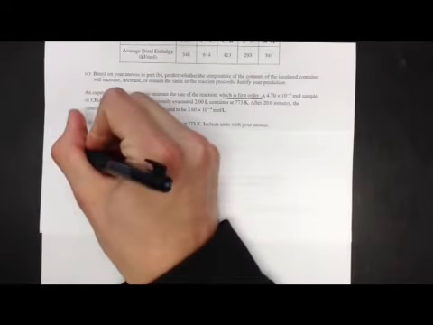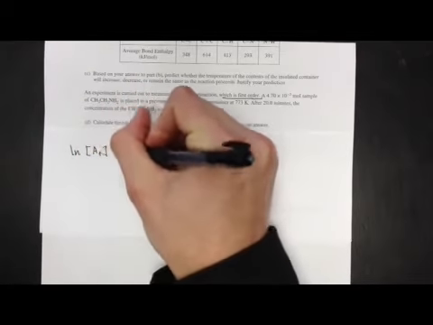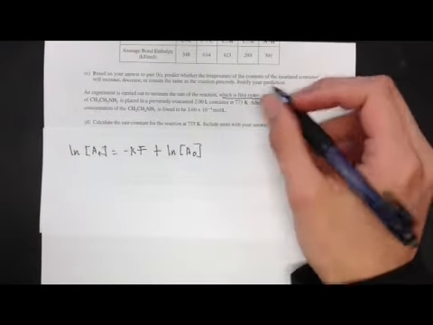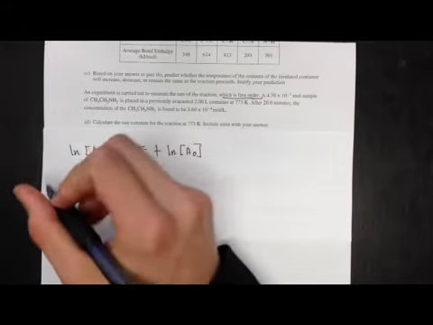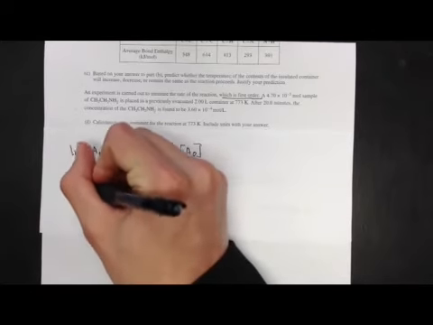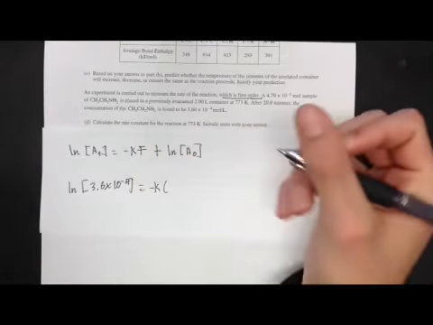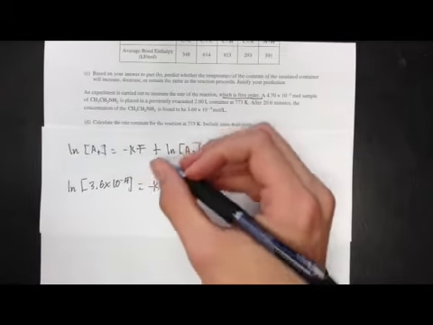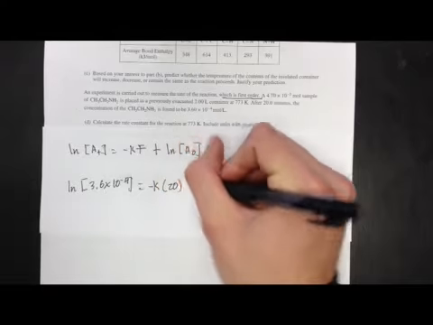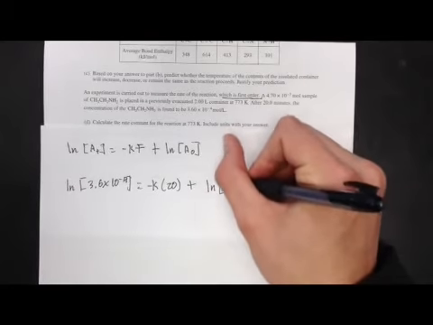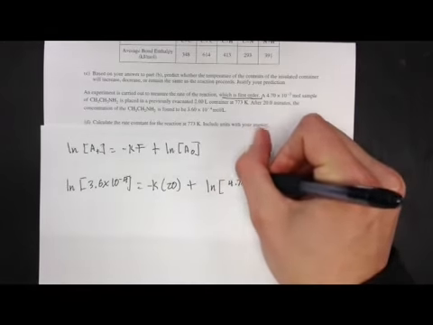First, we need to know the formula: ln of A_t equals negative kt plus ln of A_0. Because it's a first order reaction, that's the equation we use. So we know at the end the concentration of CH3CH2NH2 is found to be 3.6 times 10 to the negative 4th. So we plug that in for A_t, and we're solving for k in this equation. So we have negative k, the time, I'm sorry, time is 20 minutes, plus ln of the concentration of the other one. We only got moles, so we have to divide it by the liters. So we do 4.7 times 10 to the negative 3rd divided by 2.